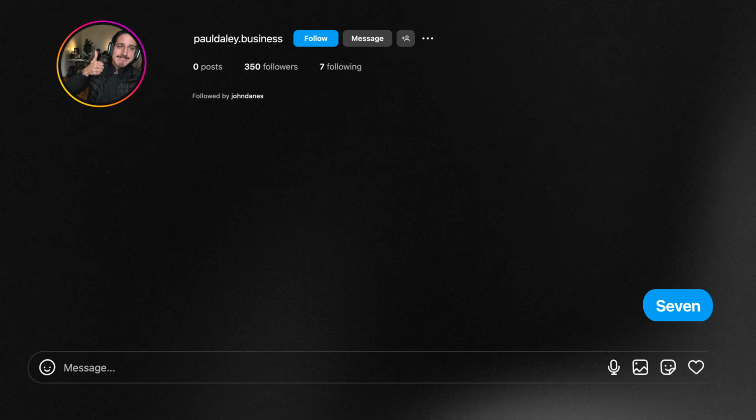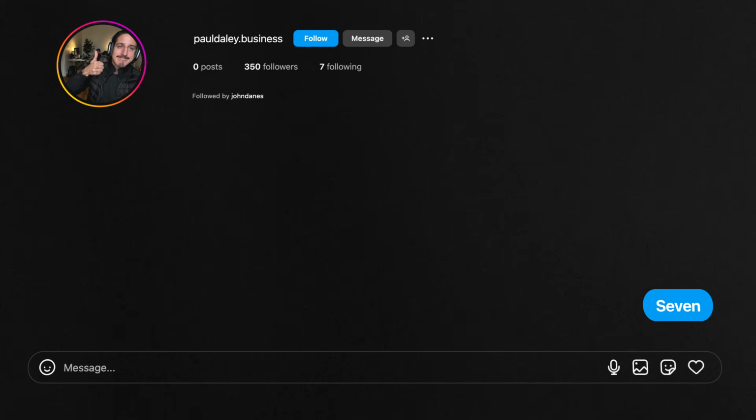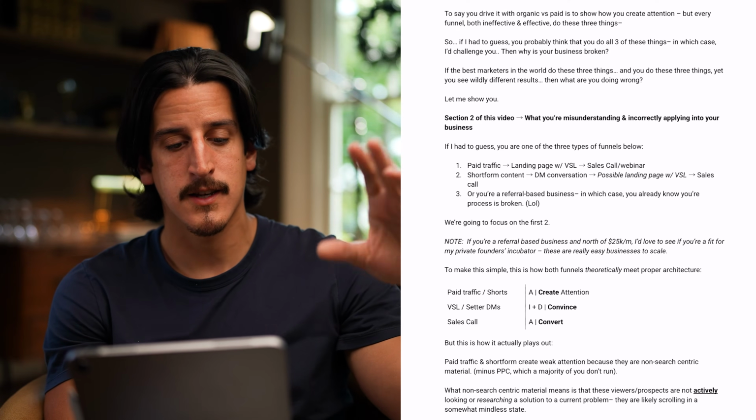But assuming you're running one of the first 2, to make this simple, this is how both funnels theoretically meet the architecture of a funnel. The paid traffic would be the attention or the shorts, the VSL or the setter DMs or the mini chat flow is your convince, the sales call is the conversion. But that's not actually how it plays.